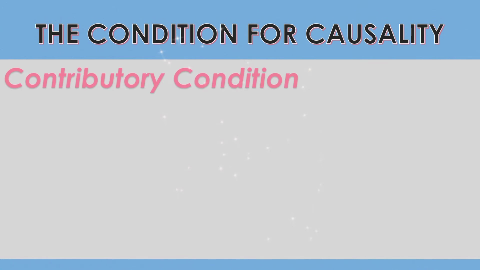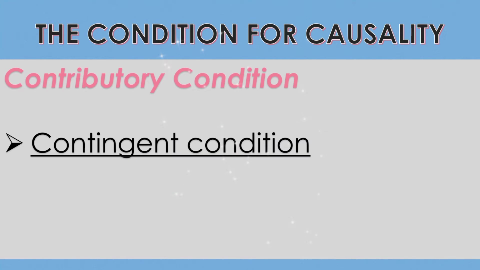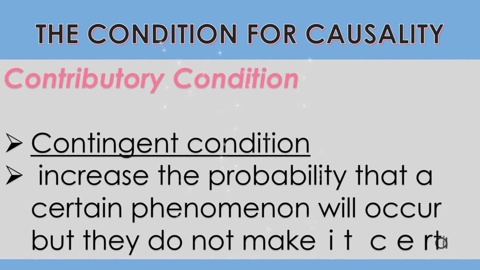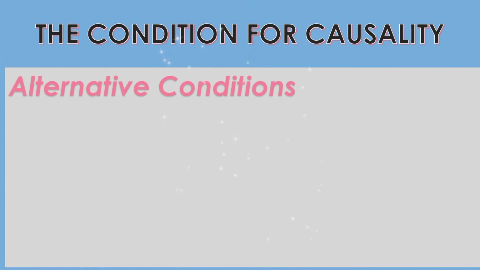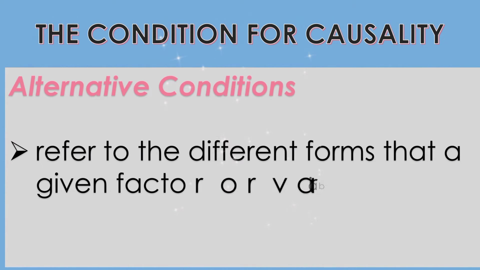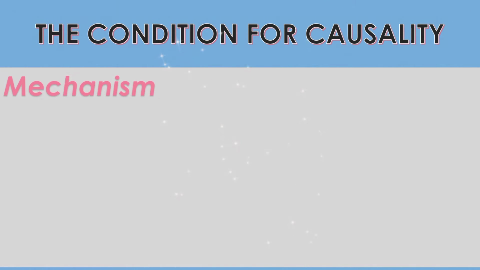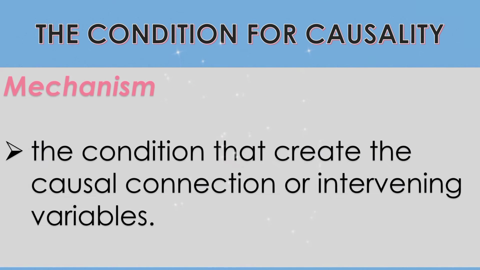One type of condition that can be considered, in addition to necessary and sufficient conditions, is the contributory condition. It is also referred to as contingent conditions. It increases the probability that a certain phenomenon will occur, but does not make it certain. Alternative condition refers to the different forms that a given factor or variable may take, and how the factor's influence is affected by its form. Mechanism is the condition that creates the causal connection, or intervening variables.